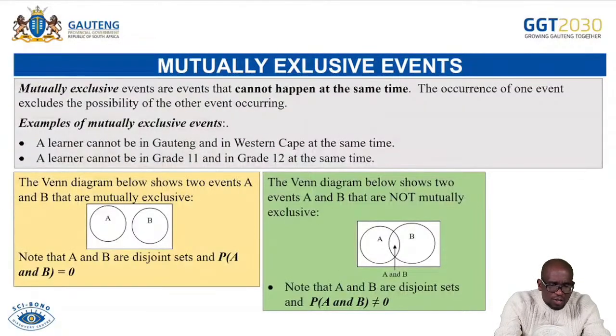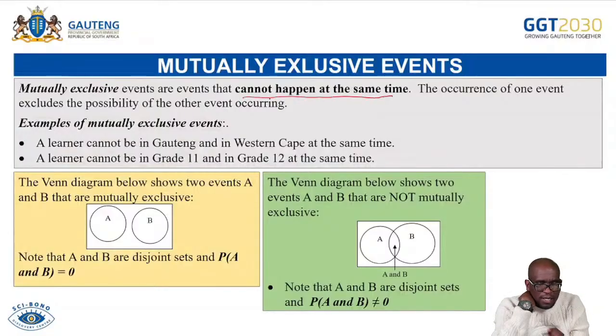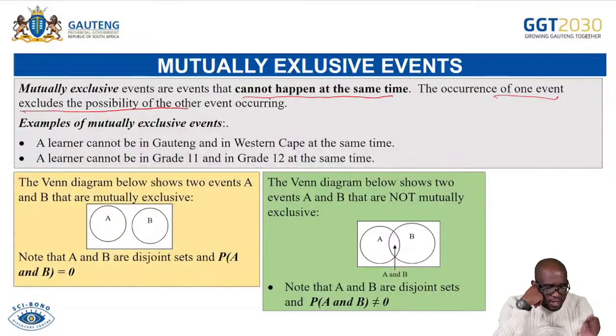All right, let's move on to mutually exclusive events. We've explained them in the context of Venn diagrams. Let us talk to it again here. These are events that cannot happen at the same time. The occurrence of one event excludes the possibility of another one occurring. Examples of mutually exclusive events: Elena cannot be in Gauteng and in Western Cape at the same time. It is impossible for you to be in 2 geographical locations at the same time.